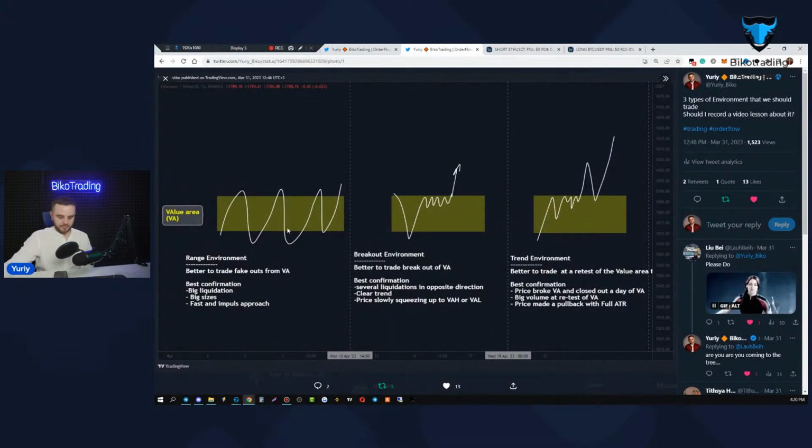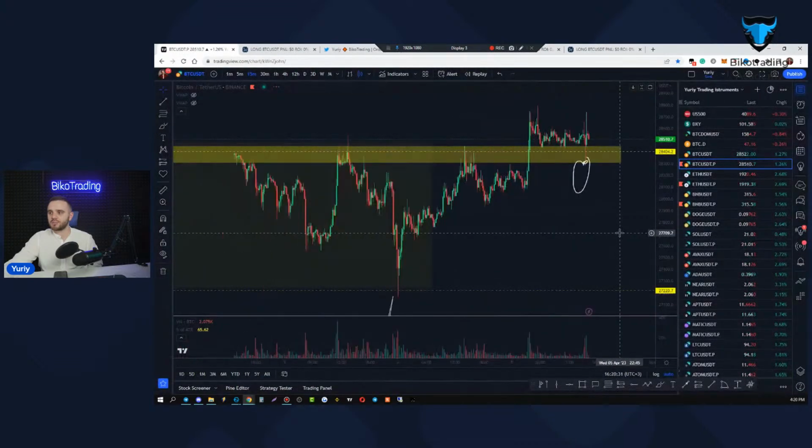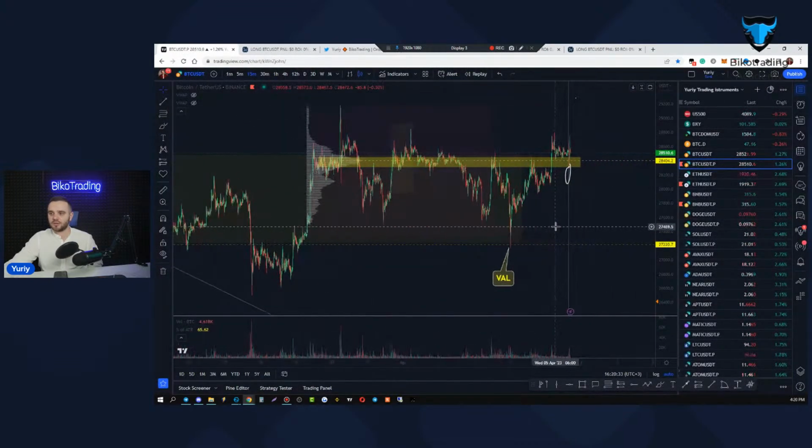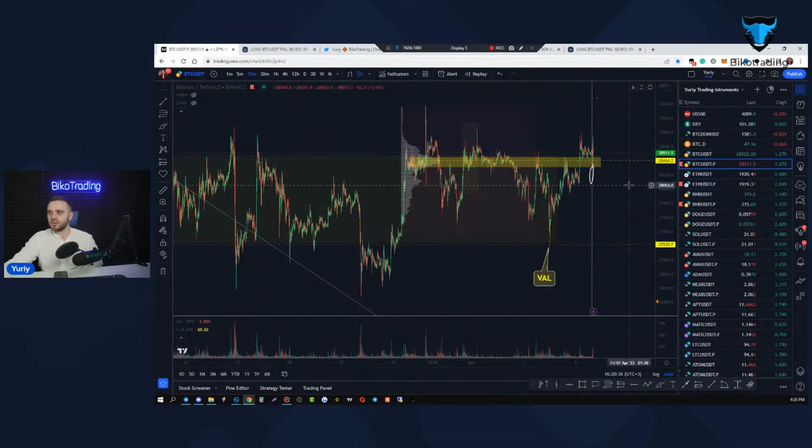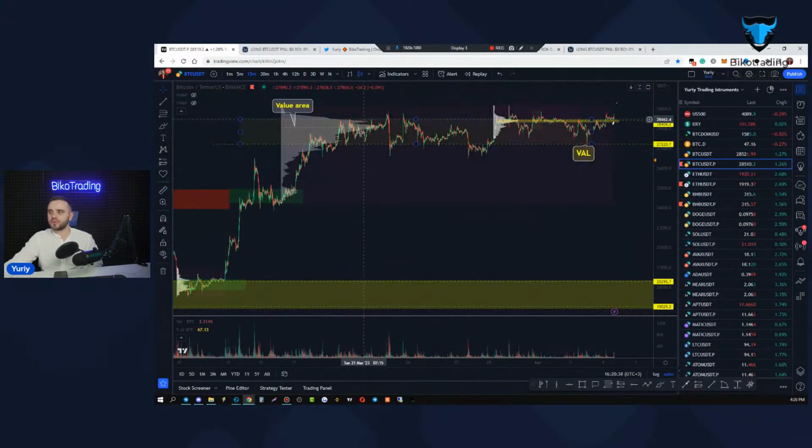Range environment. Yes, what time period do you use for volume profile indicator to find value area? I do not stick to time frames. I stick to ranges, to areas where price builds in the middle of one area. For example, like this one, you can see the price for some period of time in such a tiny range. This range for BTC, for example, 4.5%. It's a tiny range, and I combine it together.